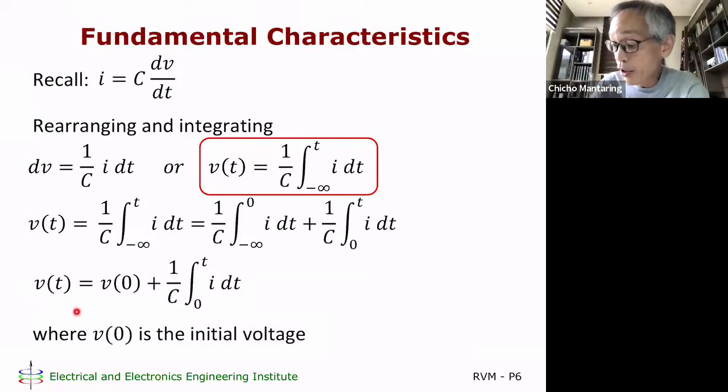And so finally, your expression for V is V sub O plus 1 over C, the integral from 0 to t of I dt, where V sub O is the initial voltage across your capacitor. So the voltage across your capacitor will depend on its initial condition. If it's initially uncharged, then the initial voltage is 0, but your capacitor can initially be charged. So these are the fundamental characteristics of your capacitor.